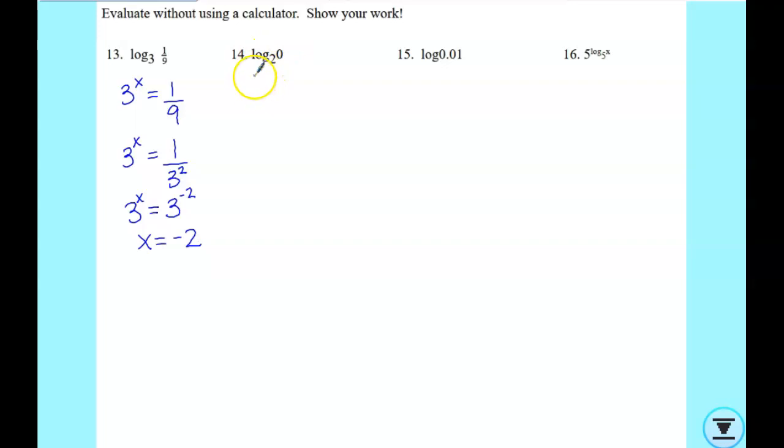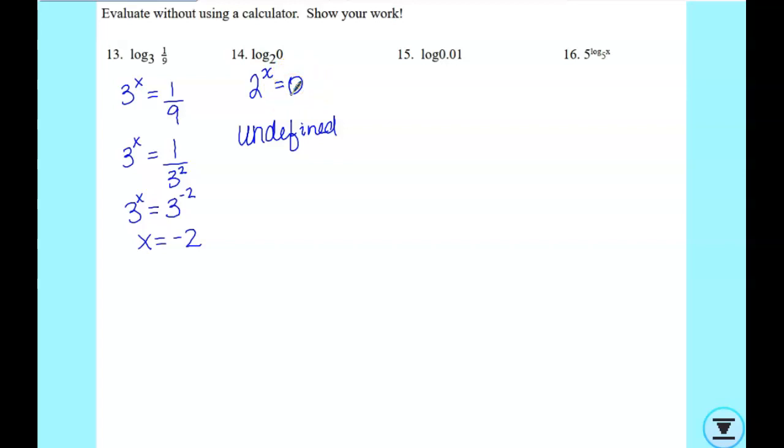Log base 2 of 0, again, 2 to the power of x is equal to 0. So 2 to what power? I can't write this as a base of 2. There's no way for me to multiply 2 times itself any number of times in order to get 0. So this one is going to be undefined. Anytime that you have log base anything of 0, that's always going to be undefined because you can't multiply a number times itself any number of times and get an answer of 0. It's not possible.